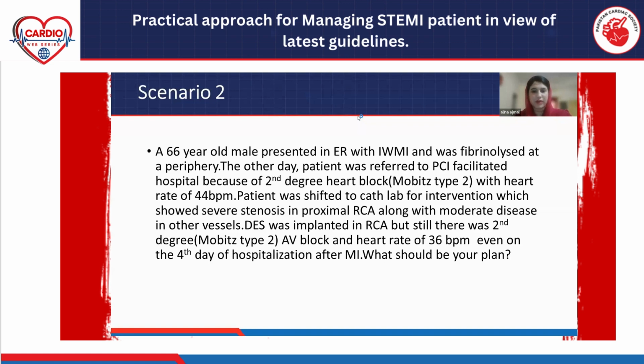The patient was shifted to the cath lab for intervention, which showed severe stenosis in the proximal RCA, along with moderate disease in the other vessels. A stent was implanted in the RCA, but still there was second-degree Mobitz type 2 AV block and a heart rate of just 36 beats per minute. Even the heart rate had decreased. And that was his 4th day of hospitalization after MI. So what should be your plan in such cases?